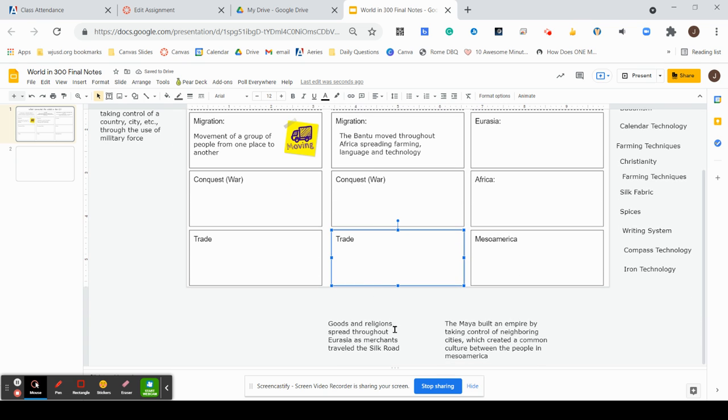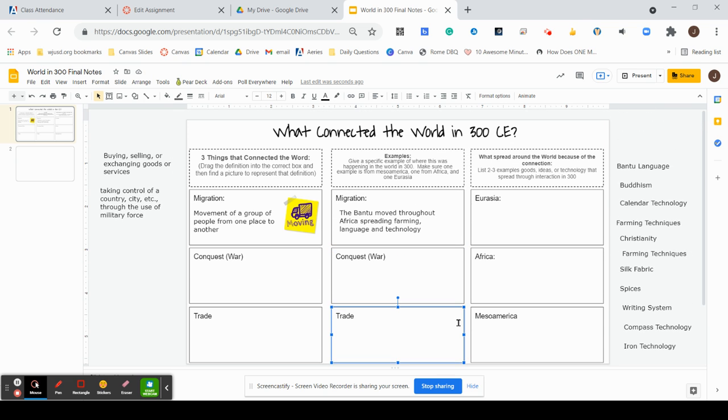Then I have to decide which of these go here. Okay, so for the last one, your task is to describe what spread around the world because of that connection. They're connected through migration, and we have evidence of that. Well, what actually changed? The way I recommend you do this is by going through this list and asking, okay, where did the Bantu language spread around? That one is going to be Africa. Again, I'm using my information from my 2 pear decks. So that one's going to be Africa.